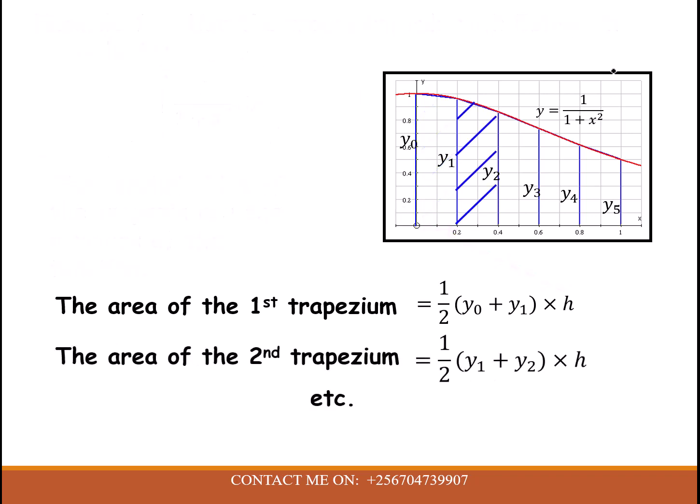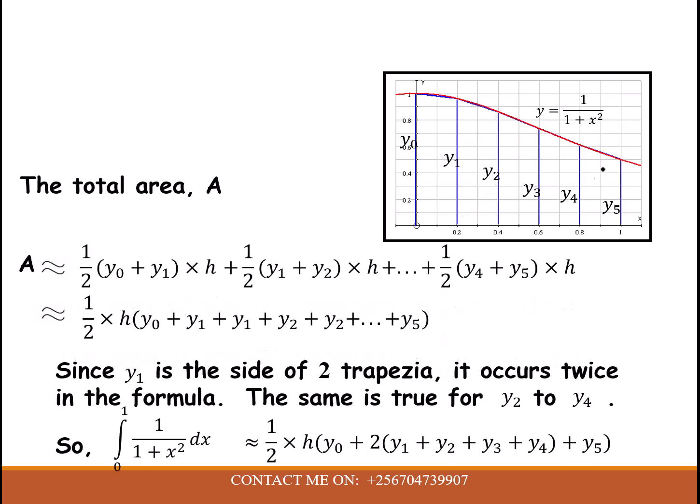So if we get the area, I think we have already seen this. For the second strip, it will be this one. When we sum all of them, we shall get the approximation of the area. Let's see how we sum them. The total area will be 1/2 into y0 plus y1 times h. This one is for the first strip, then this one is for the second strip, then in the middle we have 2 other strips, then this is the last strip.